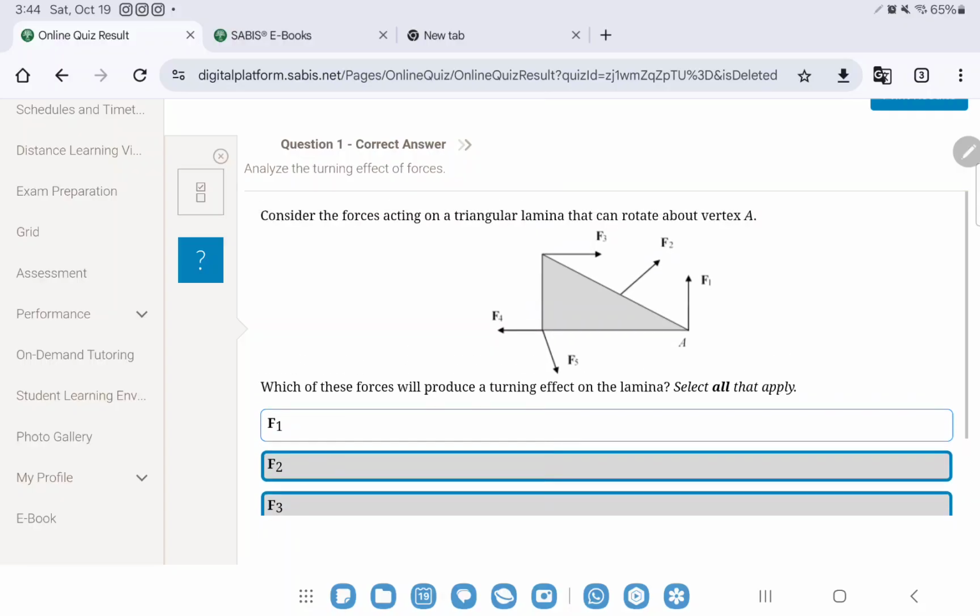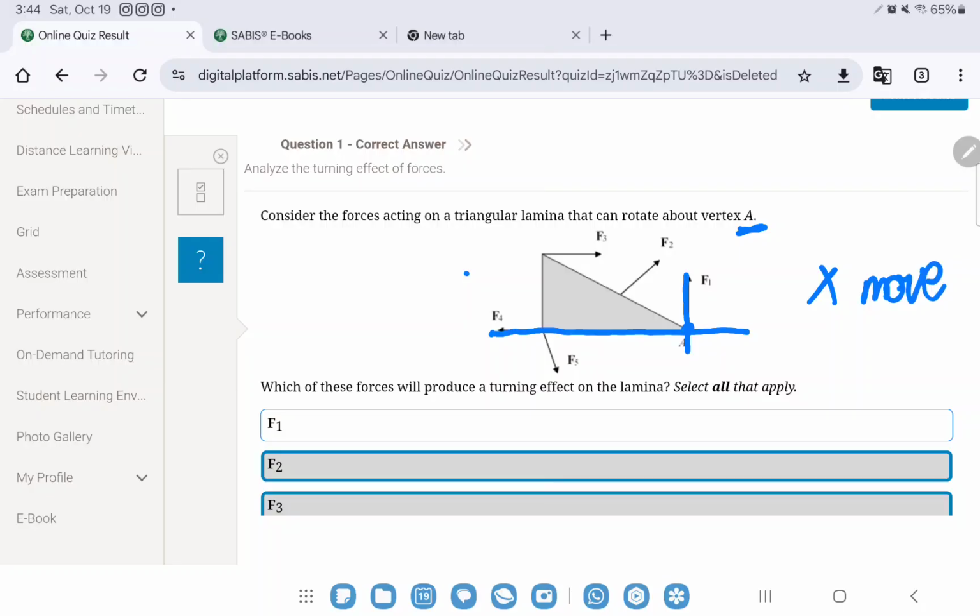The first question is telling us that we have a triangular lamina and it's about vertex A. Which of these forces will make a turning effect on the lamina? So we know that if this is A, we cannot take any point that runs through A. For example, F1 passes through A and F4 passes through A. If it passes through A, immediately cancel them out. It cannot move at all. It will not make any effect.